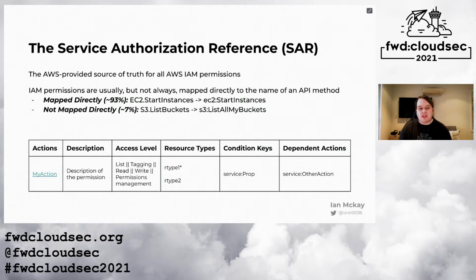The SAR is typically represented as a table, which has the name of the action, a description of the permission, an access level, which is list, tagging, read, write, or permissions management, the resource types that relate to the permission, where an asterisk represents whether it's required or not. It can optionally have some condition keys, which you can apply to the actual action itself. And it can also have some dependent actions, which are other IAM permissions that are required for the root permission to be effective.